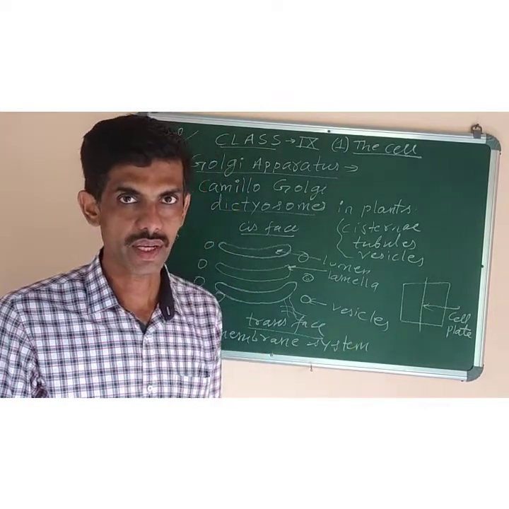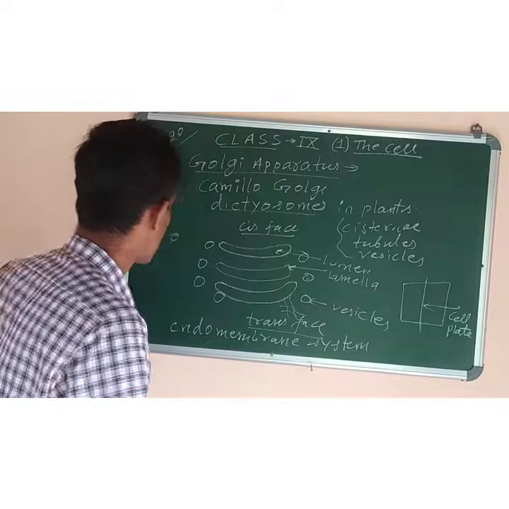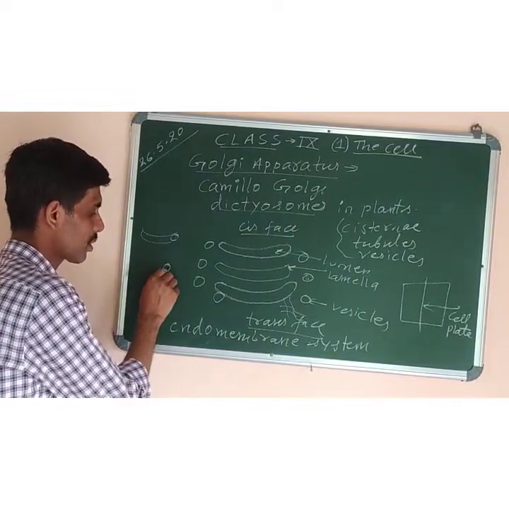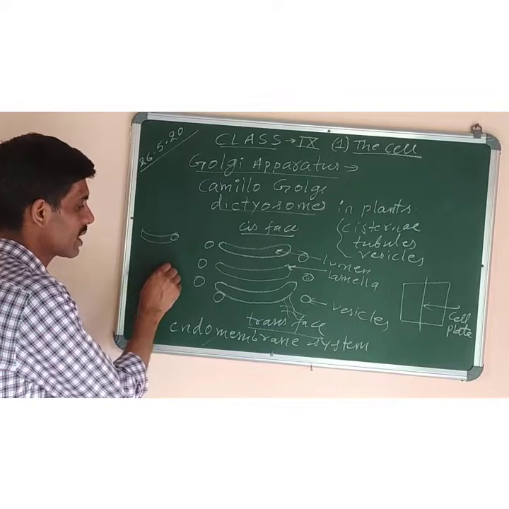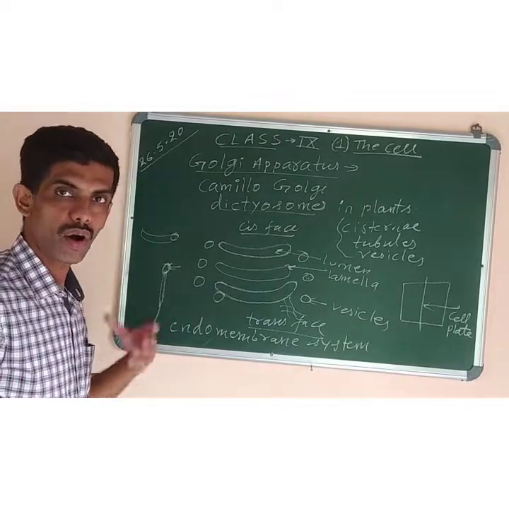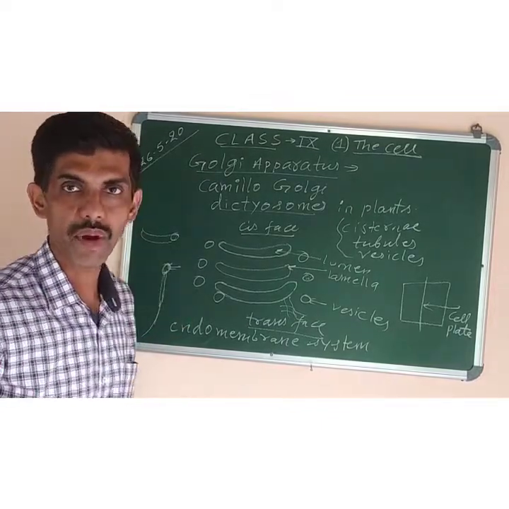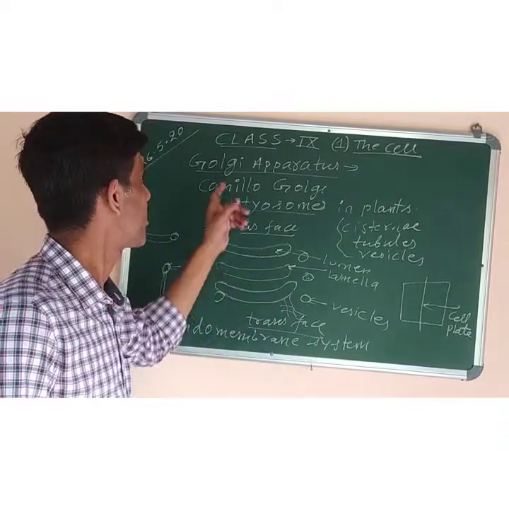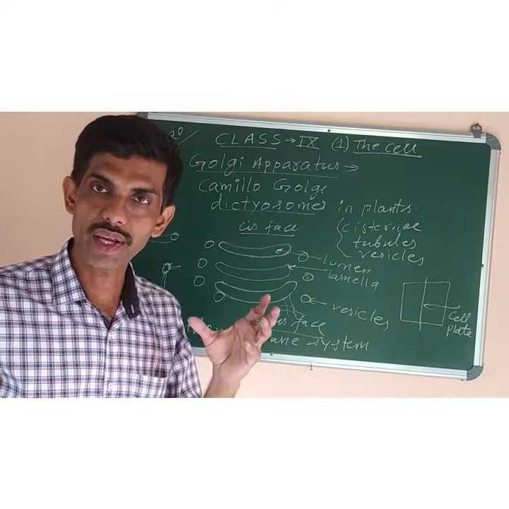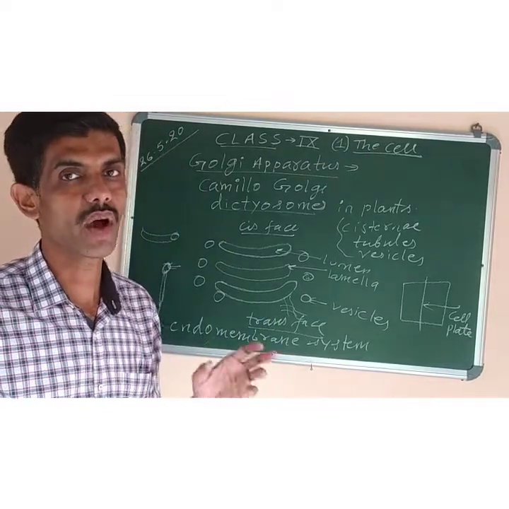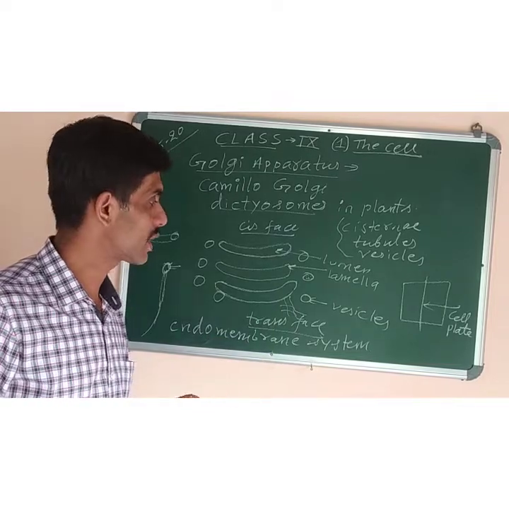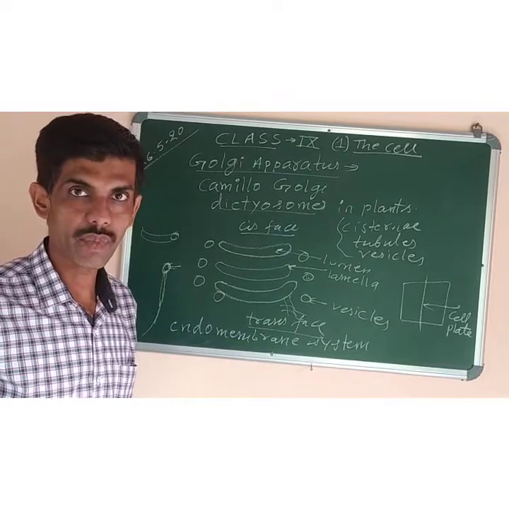This is one of the functions. Second function: the acrosome at the tip of the sperm cell. This tip contains the acrosome. So what is this acrosome? The acrosome is found in the head of the sperm cell. It is made from the Golgi apparatus, and it contains enzymes to dissolve the wall at the time of fertilization.